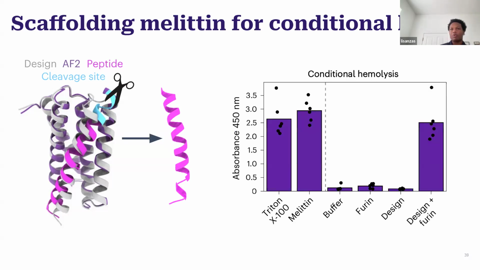is this logic maintained? When we went ahead and tested in the lab, we do in fact see that it is maintained in this conditional hemolysis experiment. To the left here we have our controls. Triton is known to lyse cells, and melittin alone, we see that it lyses cells. But if we just leave the cells in buffer, no lysis. We leave the cells with furin, again, no lysis. And then the cool thing here is we leave the cells with the design, no lysis. But if we give the cells both design and furin, we see lysis. And so this is confirmation that we are able to conditionally lyse cells. This is a really cool application, and it was really, really exciting once we got this result.